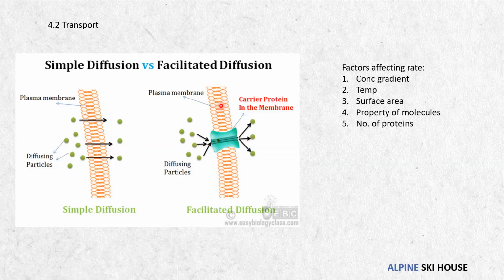And in this channel, why is this called facilitated diffusion? Because the principles are exactly the same. High to low concentration, no use of energy. The only difference is it is facilitated by a channel. Now, what are the factors that affect these two processes? One of the factors is concentration gradient. That makes sense. We've been doing it since O level. Temperature is a factor. Temperature gives molecules kinetic energy to move faster.